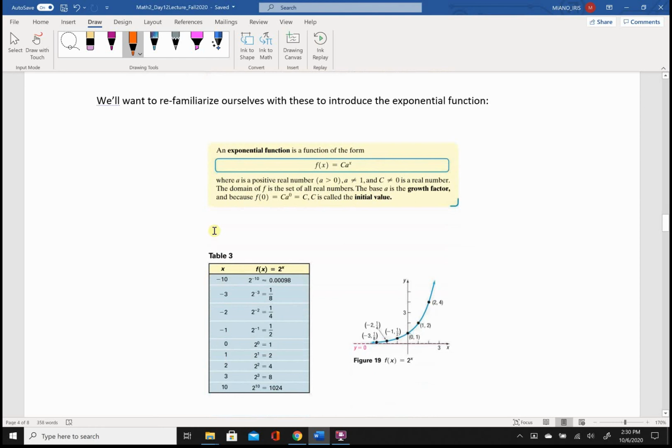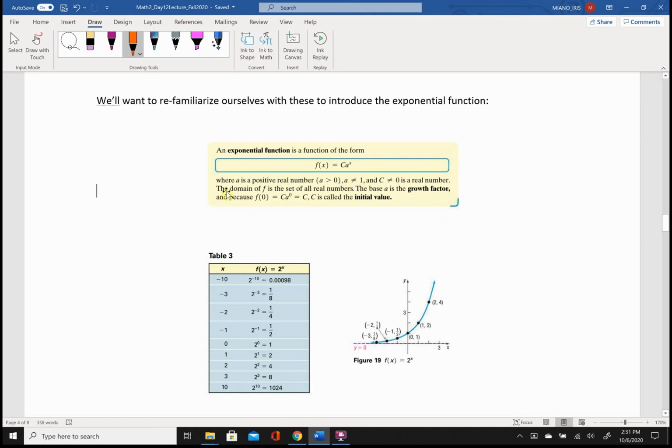And so here is the definition of an exponential function. It has the form of capital C times a to the x power, where c cannot be 0, otherwise it would just be f of x equals 0, and that's no fun at all. a needs to be positive. It cannot be equal to 1, because that would be super boring. 1 raised to any power is just itself. So we have these stipulations to make it possible and also not boring for our particular exponential function.